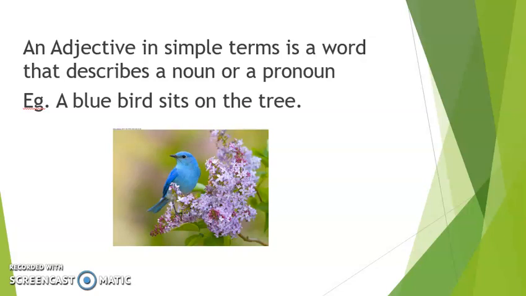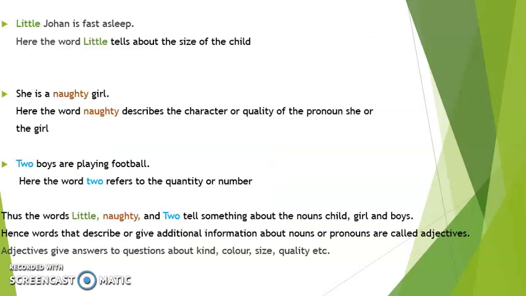Okay, so that is what an adjective is. An adjective is a word that describes or qualifies or provides extra information about a noun or a pronoun in a sentence. Now, I can give you some more examples.